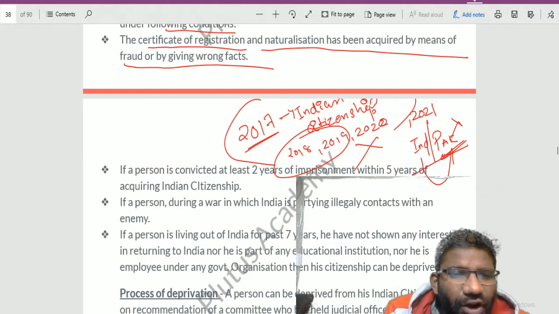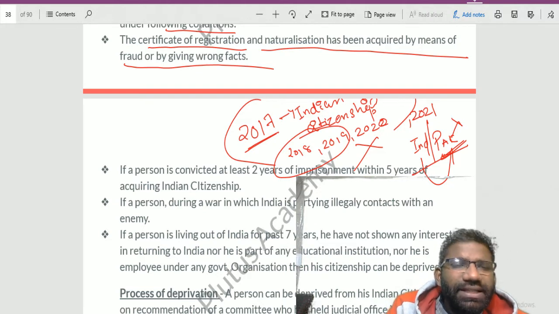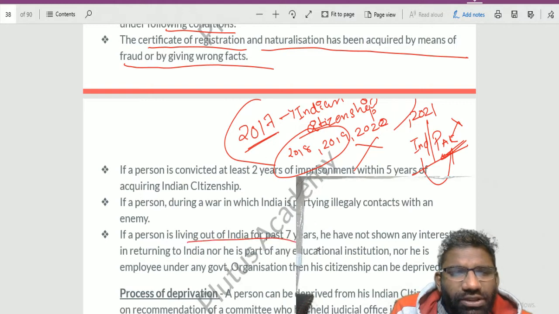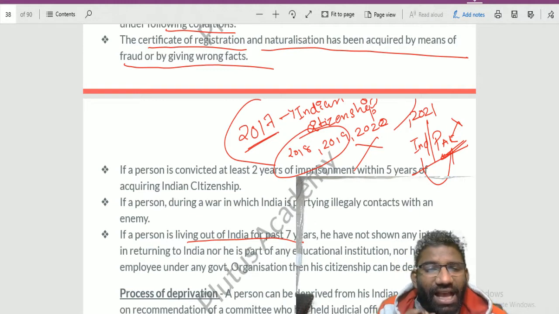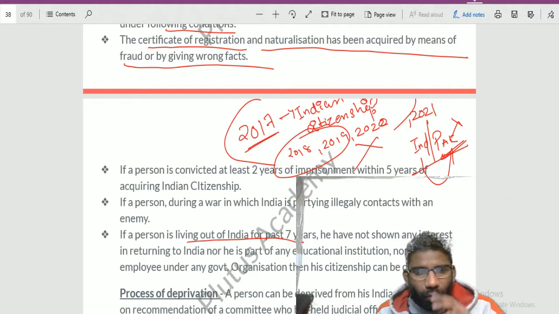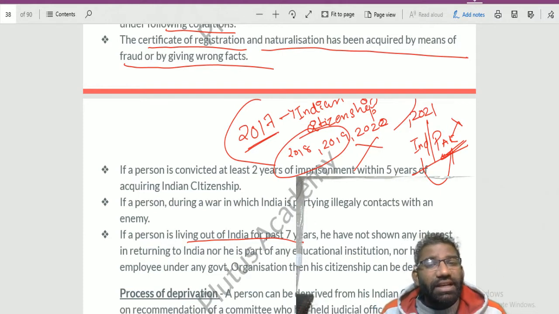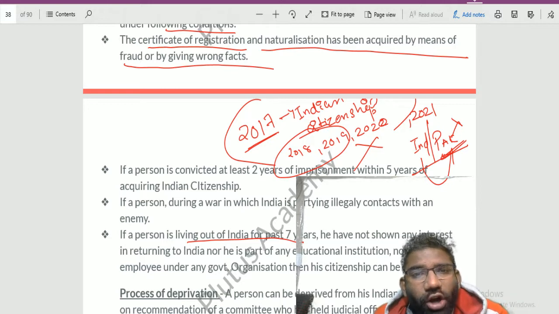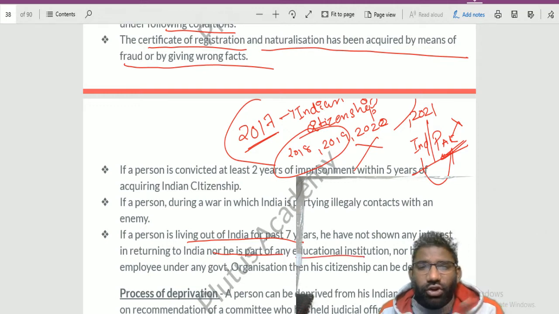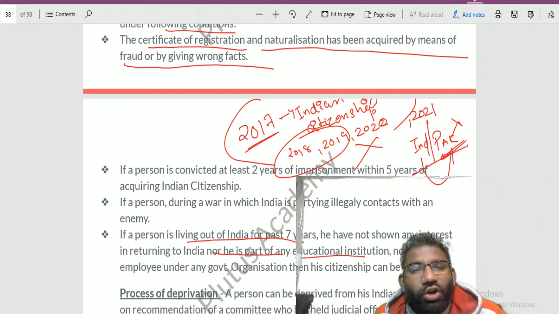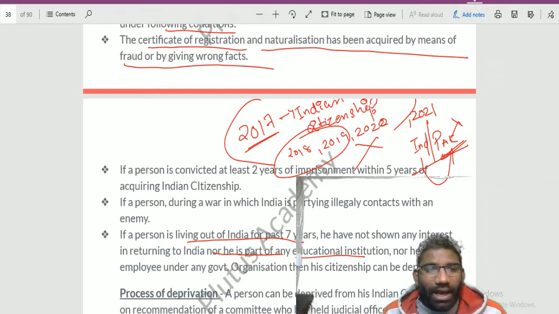And the last form of getting deprived of Indian citizenship is if a person is living outside India for 7 years. A person is living outside India, but he is not working with an authority or not enrolled in an educational institution, and he is not willing to come back to India. He is not showing any signs of coming back to India. In that case also he will be deprived of Indian citizenship.